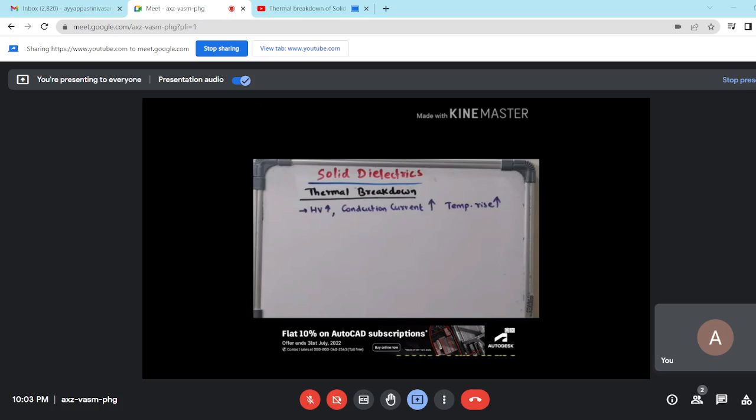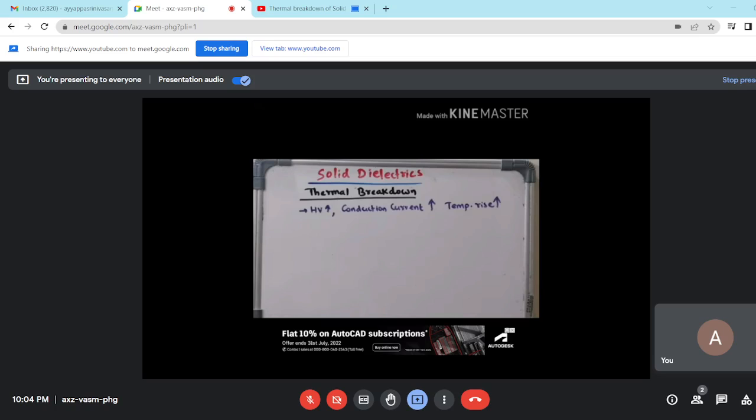You are applying high voltage, that results in a high electric field. As a result, a small amount of conduction current will be generated inside the material. Because of that conduction current, temperature will be increasing. Temperature starts increasing inside the material. This results in heat generation inside the material. This results in the loss of dielectric property of the given dielectric material.